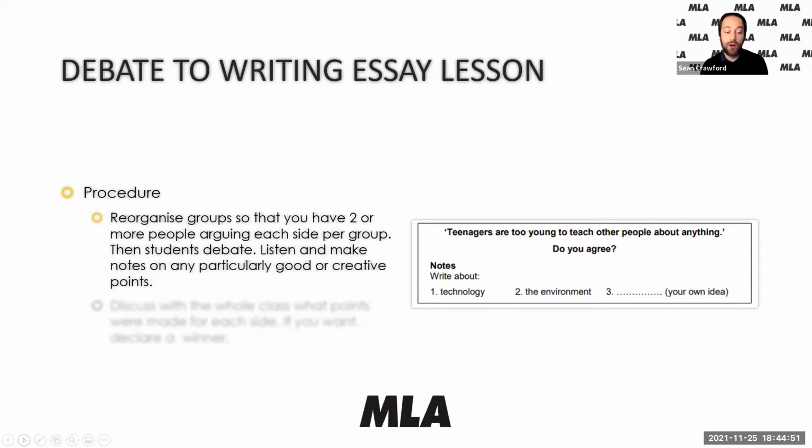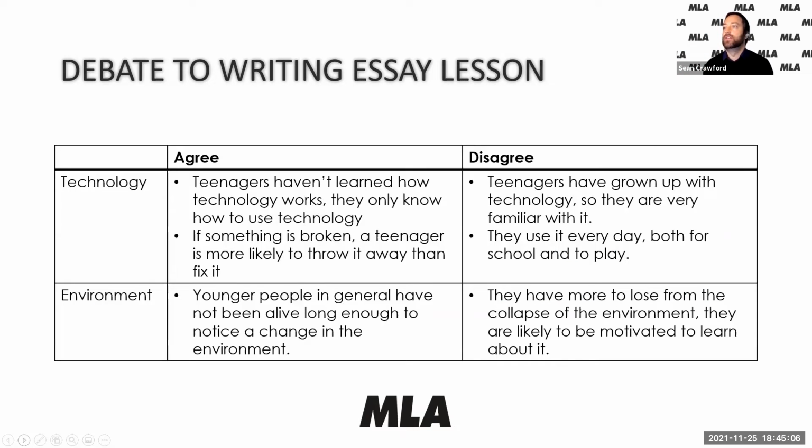You can do it as a whole class, but I found that people get more opportunity to speak if they have smaller groups. And then with the whole class, what points were made for each side? I would summarize these on the whiteboard. Okay, so this might be something that they came up with. So there are some points to agree with in the form of technology, and at least 1 point to agree with or disagree with in the environment. We're not dealing at the moment with the third idea because that's what's going to come next.